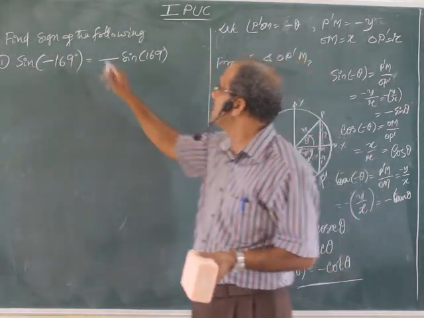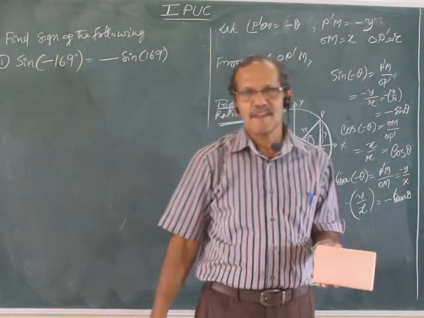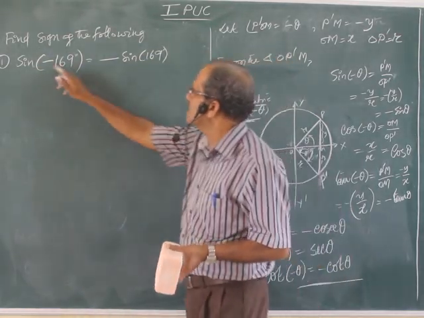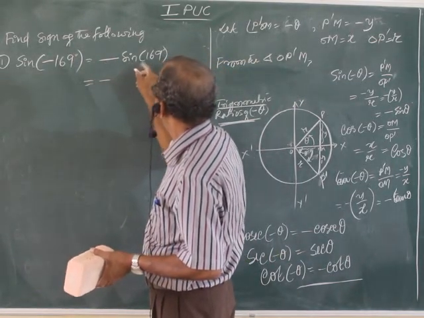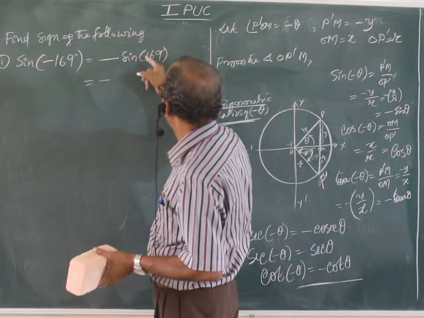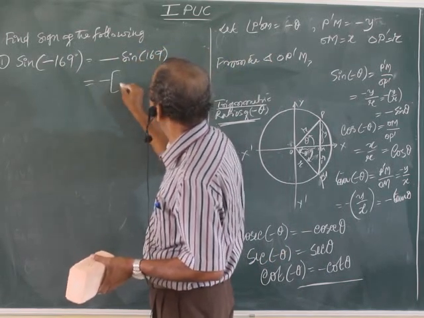In order to find sine of the negative angles, I am doing one more method. Sine of minus theta is a minus sine theta. Sine 169, second quadrant. Sine is positive in the second quadrant, so plus.